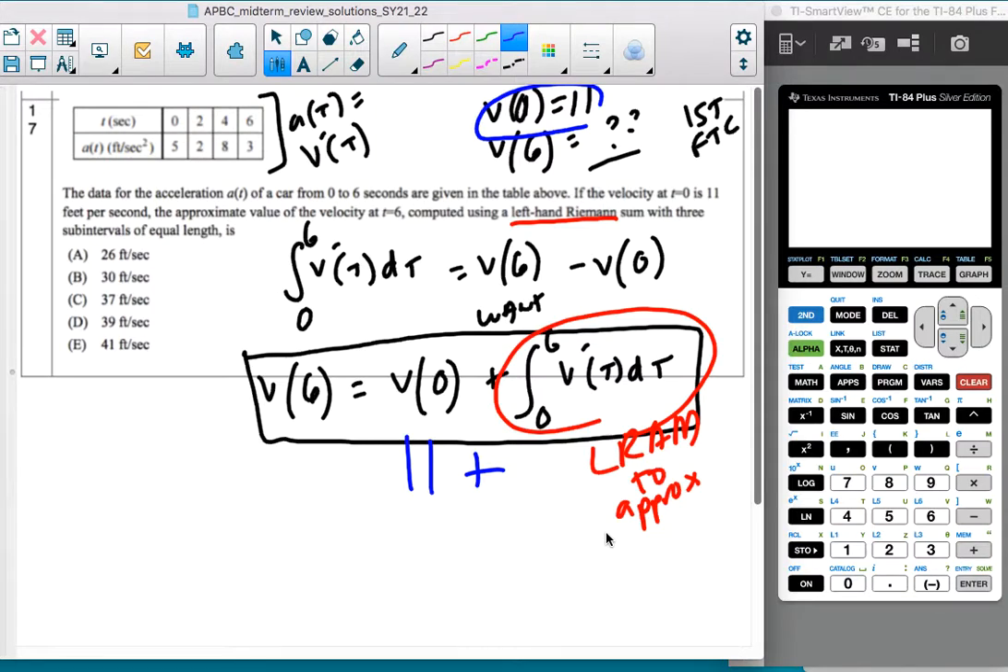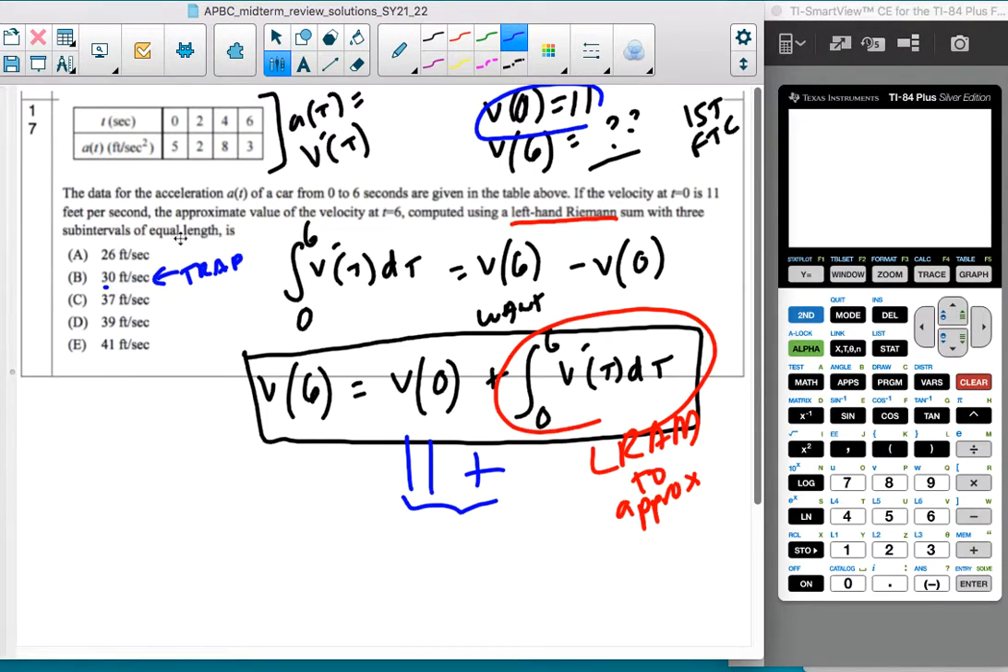Now, an interesting side note: as someone who's been teaching calculus for about two decades, I love to try and spot the traps that the AP gives me. A lot of people are going to forget to add 11 to their LRAM approximation answer. When I look at the answer choices, I realize that since 30 is 11 less than 41, 30 is probably a trap answer, because it's what you might get if you do your LRAM approximation but forget to add the 11.